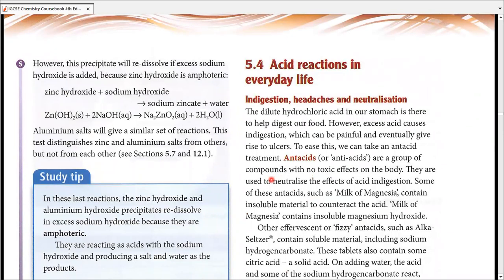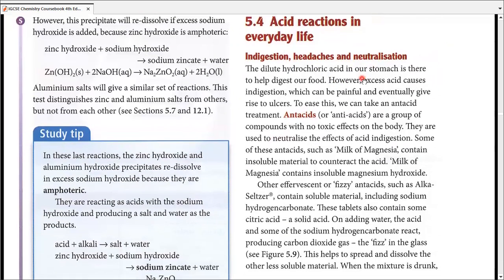Let's come to 5.4. And this is a small topic, so we can get through it really quickly. Acid reactions in everyday life. Now, I'm not going to go through the whole topic. There are a lot of paragraphs, a lot of words. You don't exactly need to memorize everything. So we're going to simply underline a few things and try to remember them.